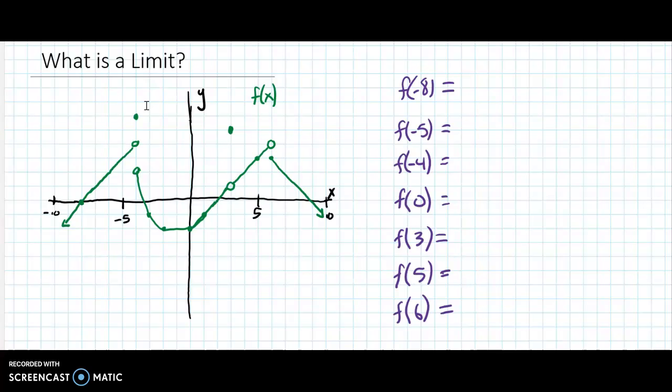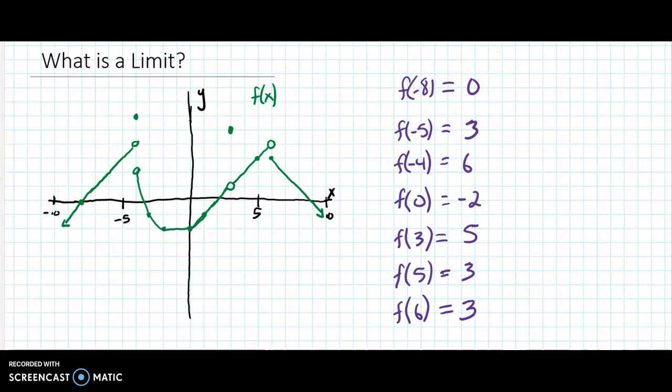So, enough talking. What I'd like you to do is press pause and then find these values right here. So press pause. Here come the answers. So hopefully you've done them. All right. So we got 0, 3, 6, -2, 5, 3, and 3. Let's go over those briefly.